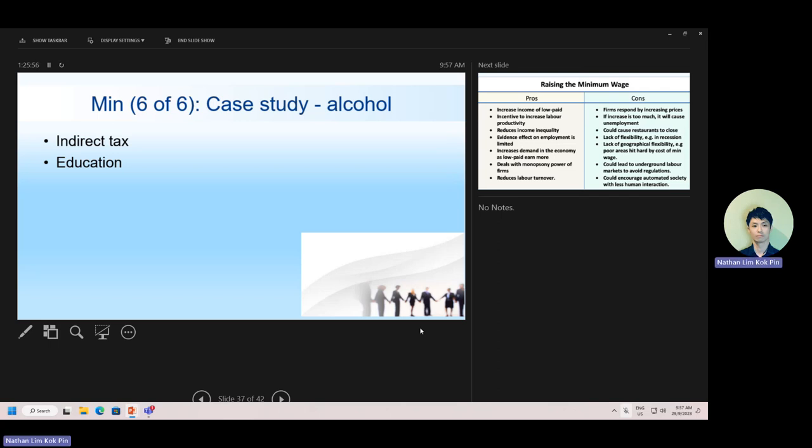Okay? But the advantage of indirect tax is what? Government gets money. Government gets tax revenue. Okay, minimum price, you don't get tax revenue. Okay, now what about education? We can educate people, right? Tell them that actually drinking is bad for you, right? You shouldn't be drinking, right? For your health reasons and all those things. Then this, you shift the demand curve. Then you don't have the problem of overconsumption.